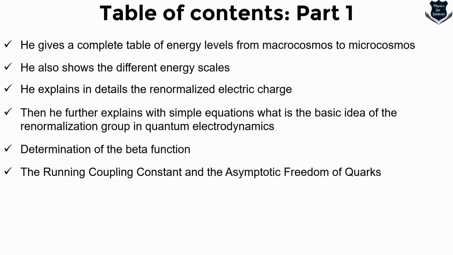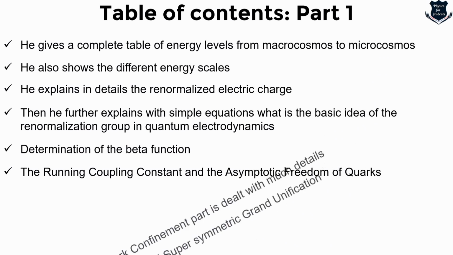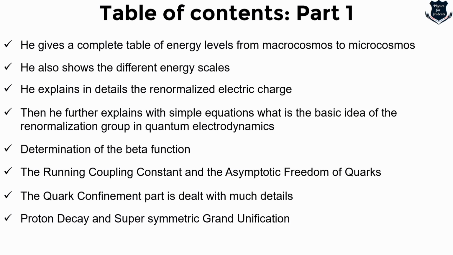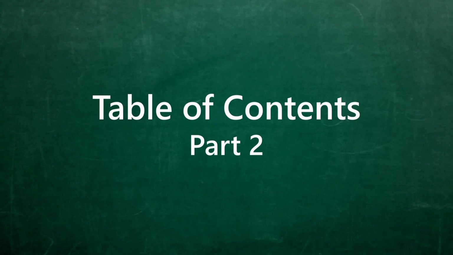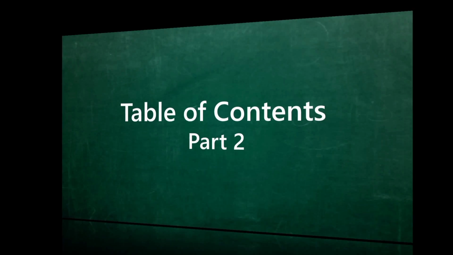which is for the asymptotic freedom of quarks, the quark confinement, and the proton decay of supersymmetric grand unification is also being covered. I have not shown the table, but you will see that there is a table which shows this Wilson's theory and shows how things in the microcosm and macrocosm, how the difficulties arise in the problems and how we solve it. We come to the table of contents of part 2.